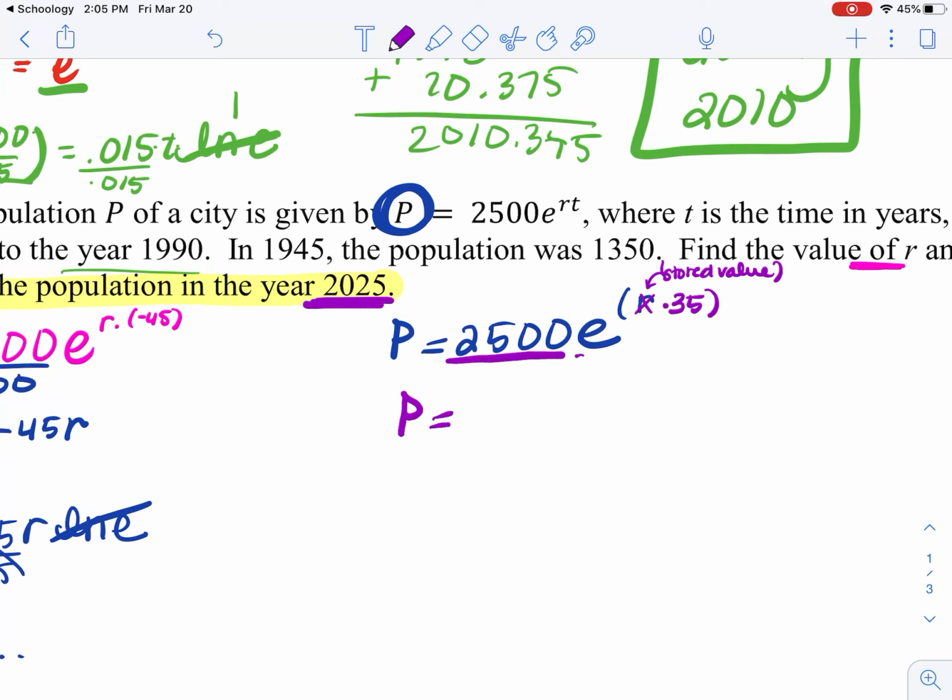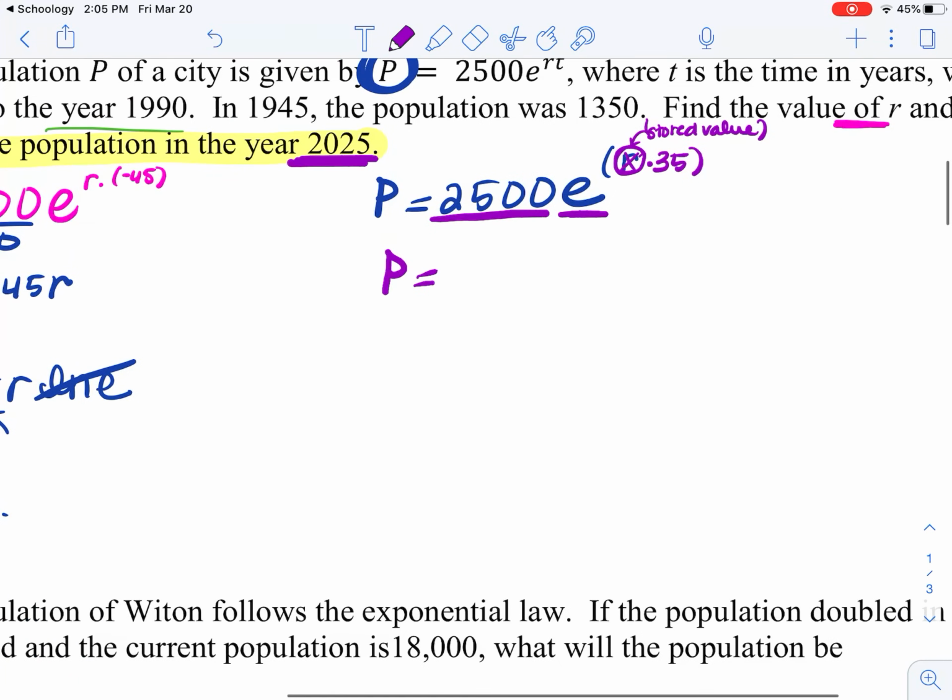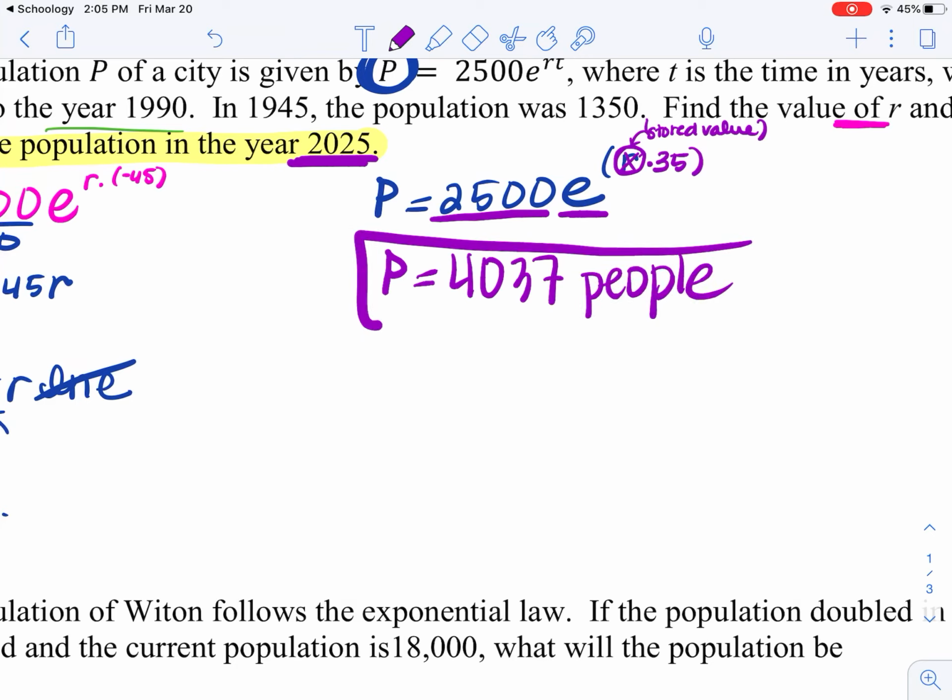All right, now I'm ready to pick up my calculator again. I'm typing 2,500 e to the stored X value, so X times 35, enter. Now remember, this is people, so we're going to truncate our answer, meaning chop off the decimals, and you should have 4,037 people.